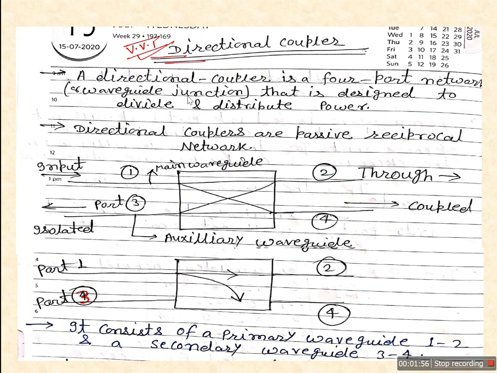Here you can see this is the main waveguide part. This is the auxiliary waveguide, which means the secondary waveguide. Here there are two waveguides, at least two. One is the main waveguide, another is the auxiliary waveguide. In the main waveguide, there is an input port and a throw port. Throw means output port. And in the auxiliary waveguide, there are the isolated port and the coupled port.